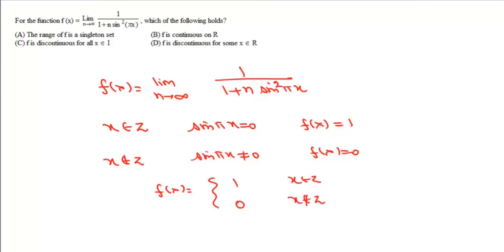Now the first one is range of f is a singleton set. No, it has two values, 1 and 0. So option A is incorrect. B, f is continuous on R, not possible. C is f is discontinuous for all x belongs to Z. Yes, that's true. It is discontinuous for all x belongs to I. And D is f is discontinuous for some x belongs to R. So if it is single option, then I think better one is C, but then this D is also correct because this function f(x) is discontinuous for some values of x, and all those values, they are integral values.